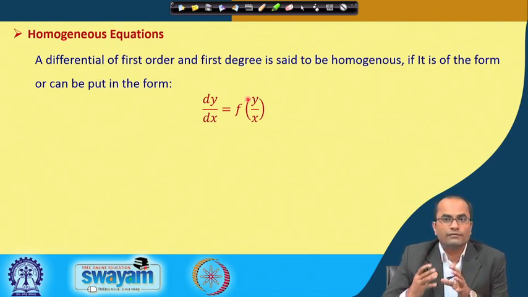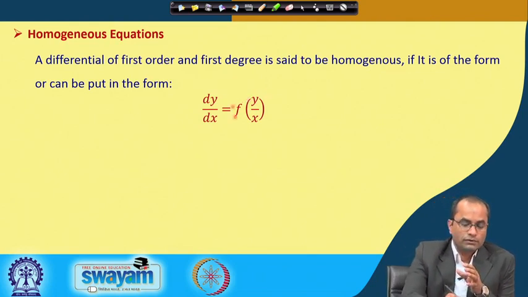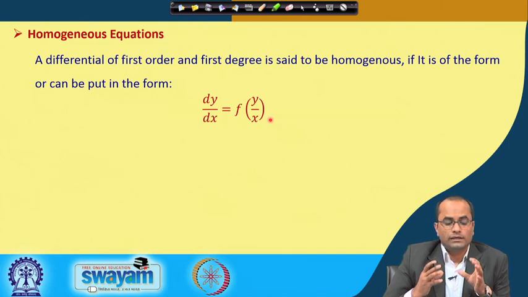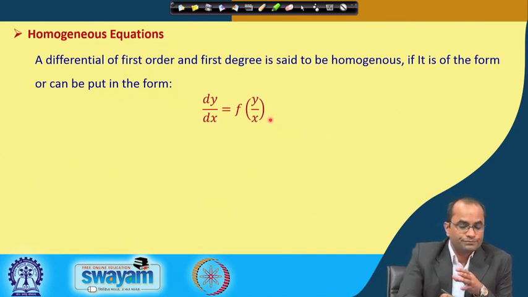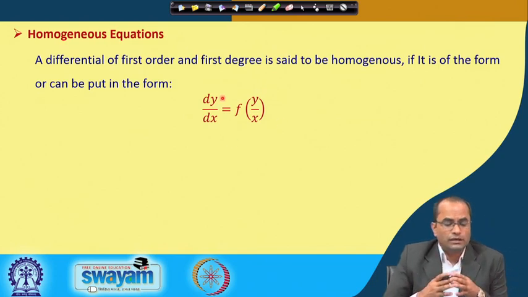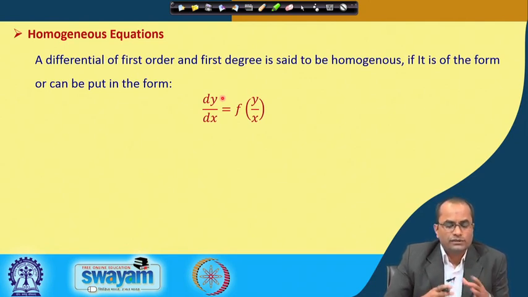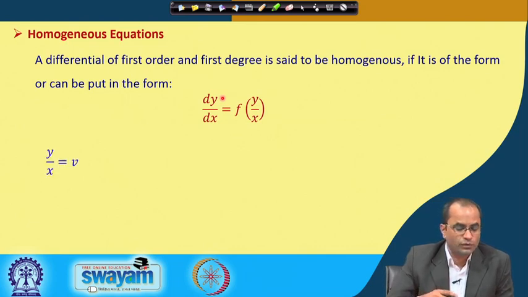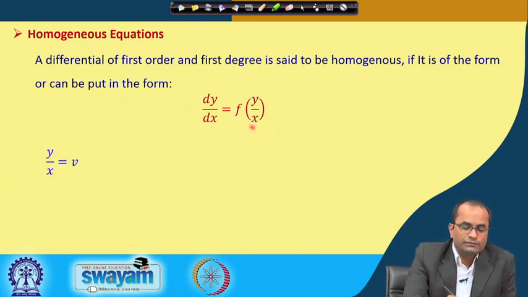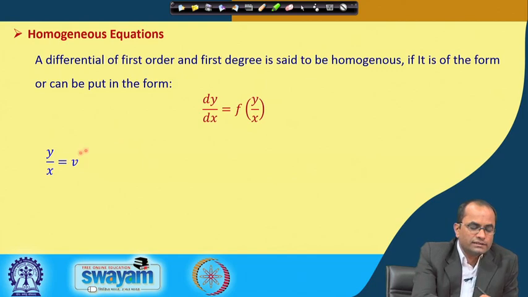So, if we can bring the function on the right hand side into the form of a function of y over x, then we call this differential equation a homogeneous differential equation, and now we have a solution technique which we can use for solving such a homogeneous equation. And the trick here is that we take this y over x as a new variable.